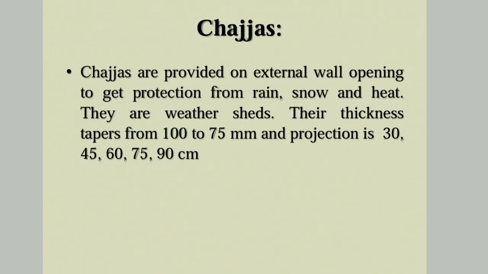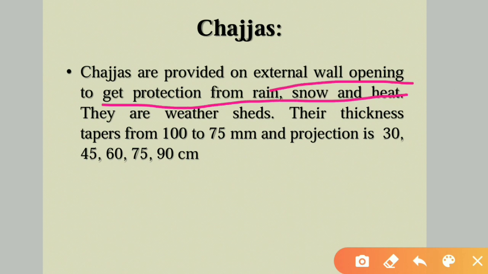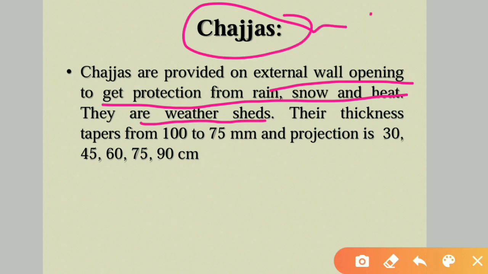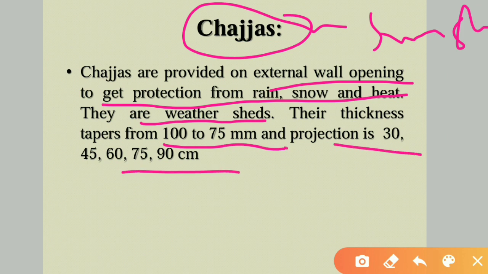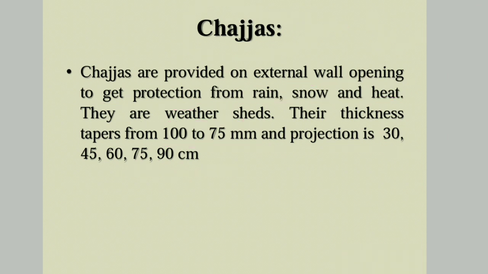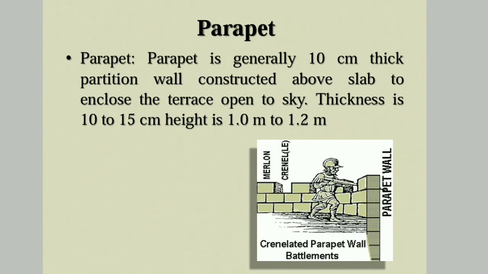Next one, chajjas. Chajjas are provided on the external wall openings to get protection from rain and snow, and they are weather shades. In order to provide protection for the openings, we provide these chajjas, which we also call a sunshade. The thickness is from 75 to 100 mm and the outside projection is 30 to 90 centimeters.